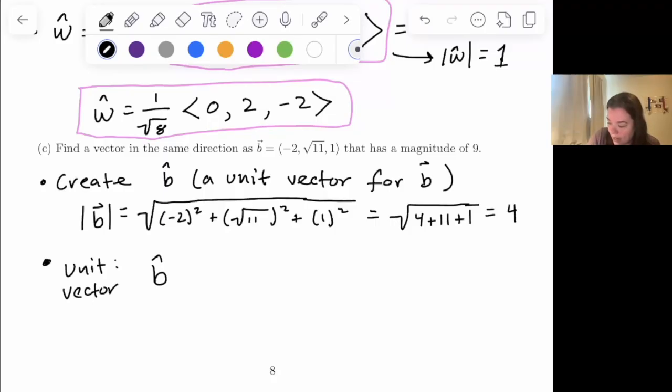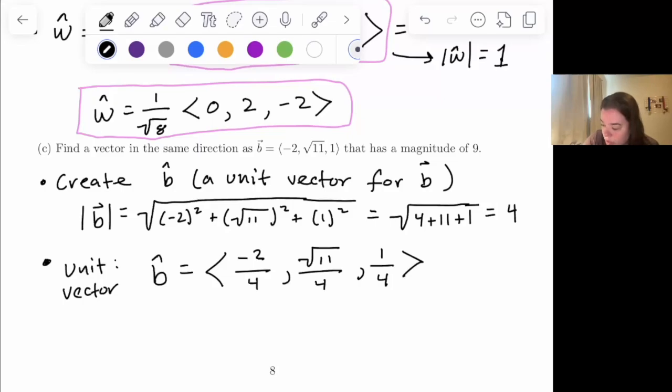So find B hat, which means we take the original B vector and divide each component by its magnitude. So recap, this is the unit vector. This vector right here has length of 1, but is in the same direction as the original B.